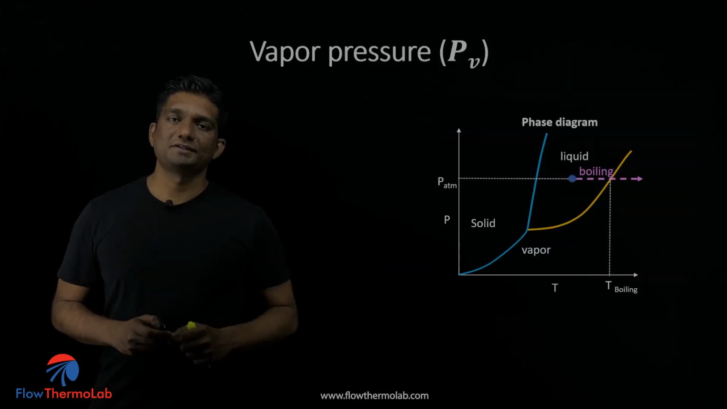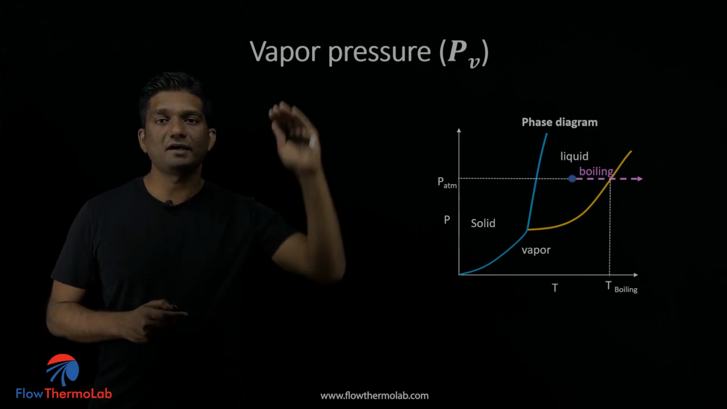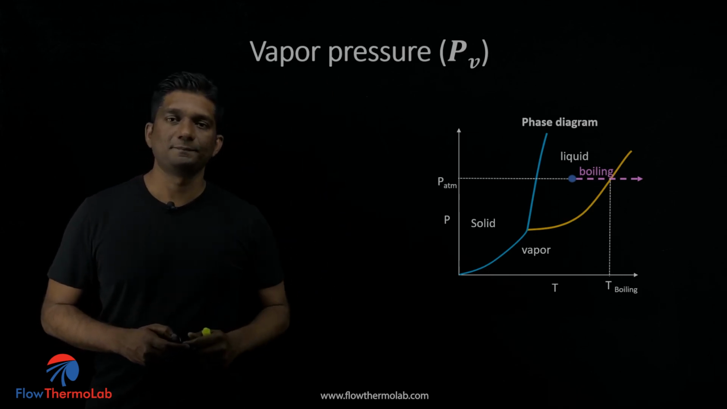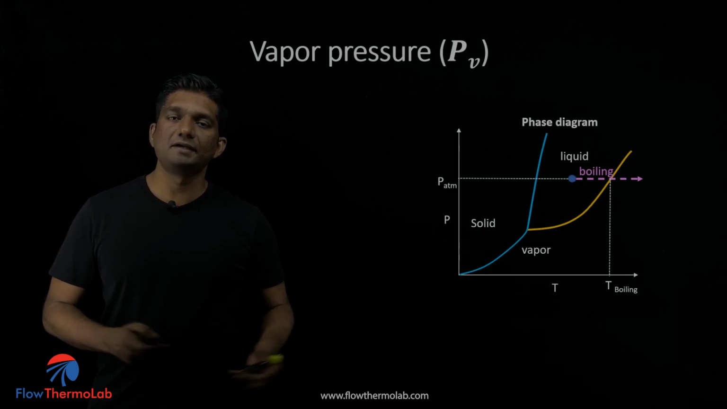Now to address the question we had: when you go to very high altitude, like the top of the Himalayas, it is difficult to cook meat and vegetables.